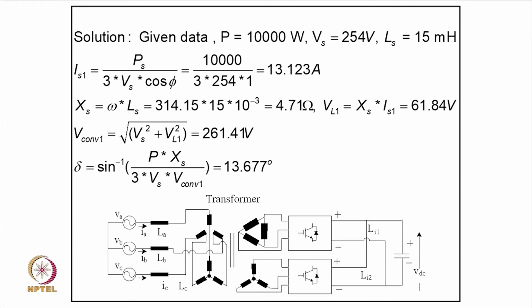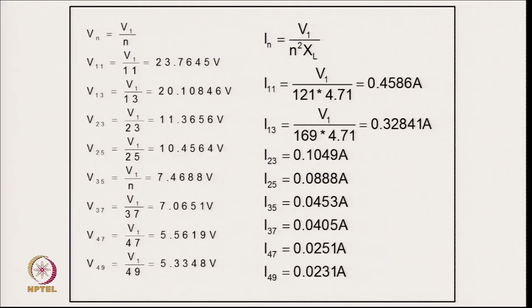So, it comes 261.41, and now the phase shift, from the power flow equation by putting the value of voltage and reactance, and supply voltage and converter fundamental which we calculated, we can get a phase shift. So, it comes phase shift of 13.677 degree.